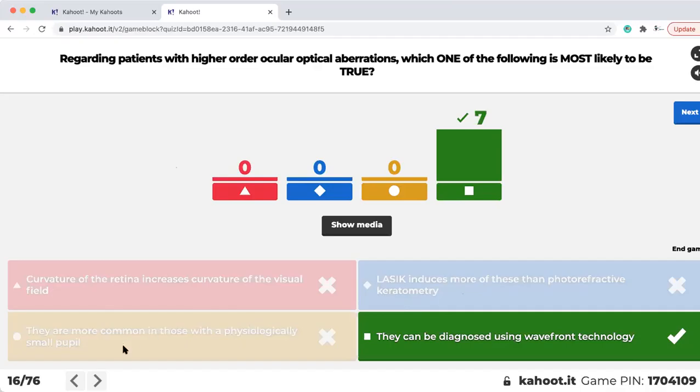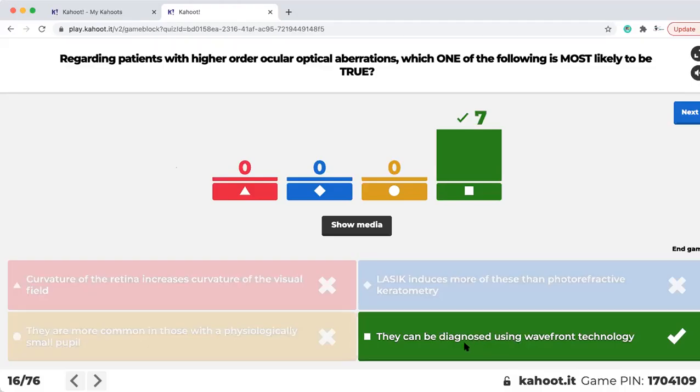And they are more common in those who have a physiologically dilated pupil. That's why it is very important to inquire and to investigate for those who have scotopic dilatation, because these patients are more likely to have symptoms from these optical aberrations preoperatively and even postoperatively if they are scheduled for refractive surgery.